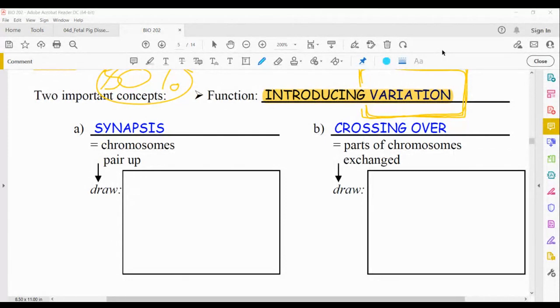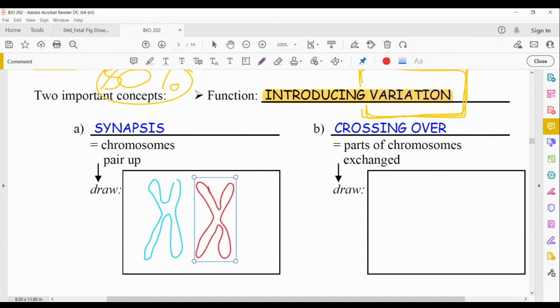So the first strategy that I want to talk about is that we end up forming synapses. What I mean by synapses is that the chromosomes come next to each other. So we get these chromosomes coming close by to each other. And that was our synapses.